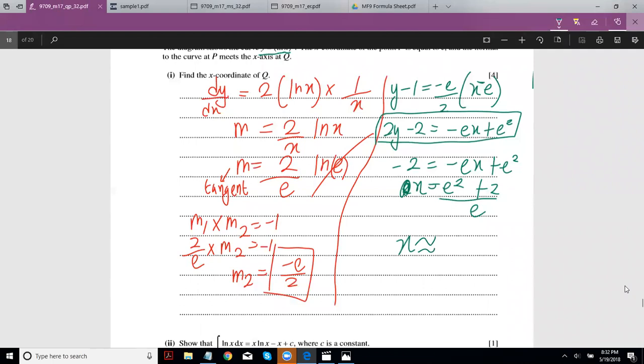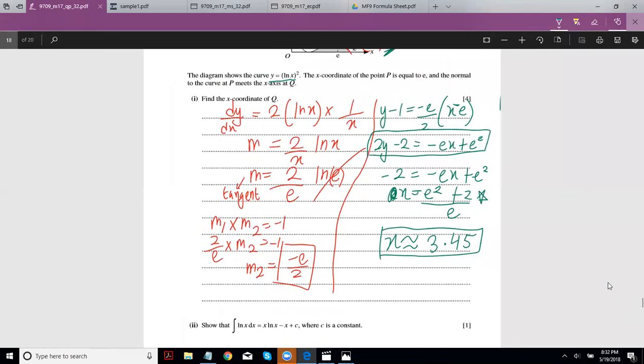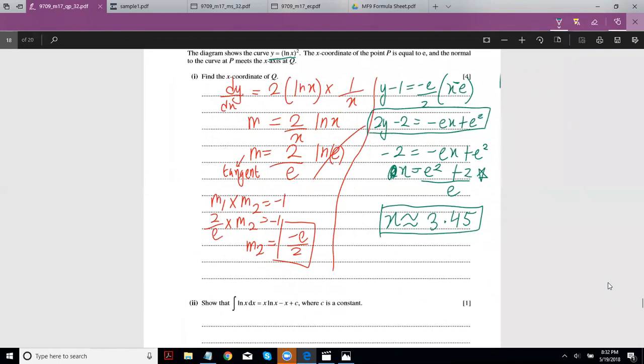You're getting approximately 3.45. That will be your answer for x of Q. And obviously, you could just leave this answer at this point where it wasn't an exact form. The question is not specifying, so it doesn't really matter.